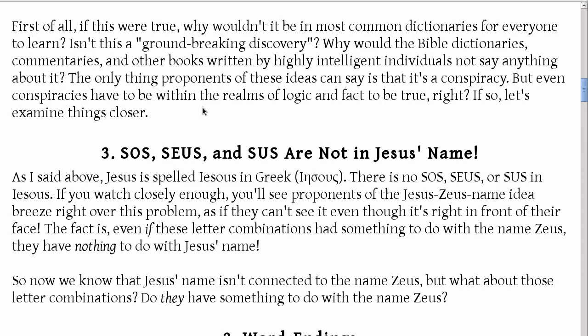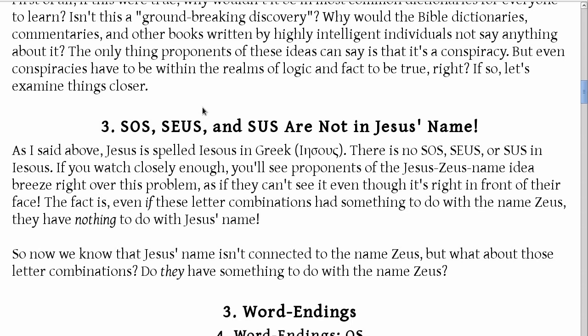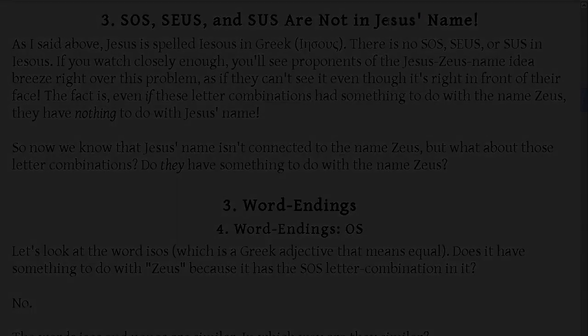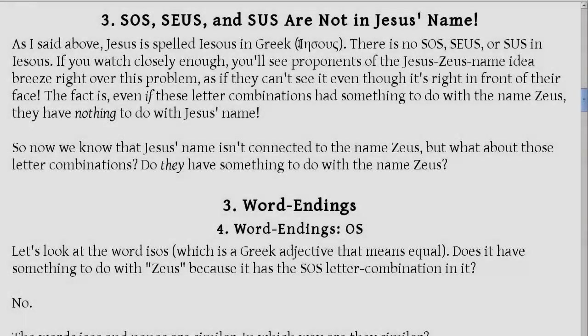The only thing proponents of these ideas can say is that it's a conspiracy. But even conspiracies have to be within the realms of logic and fact to be true, right? If so, let's examine things closer. SOS, SEUS, and SUS are not in Jesus' name. Now, you might say, but wait a minute, SUS, SUS. That's English. I'm talking about Greek. Okay, the claim is that Jesus means something Zeus.